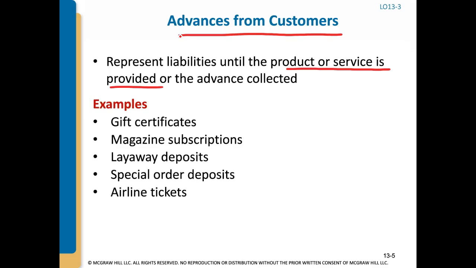Some examples of advances from customers are a gift certificate, magazine subscriptions, some sort of deposits, and airline tickets. If you think about airline tickets, when you purchase an airline ticket, you purchase it in advance and you remit your cash to the airline. When they receive that cash, they now owe you a flight. And they don't recognize the revenue from that cash until that flight takes place, until they've actually earned that money. So when they receive that cash, they still owe you a service, and so they book a liability.